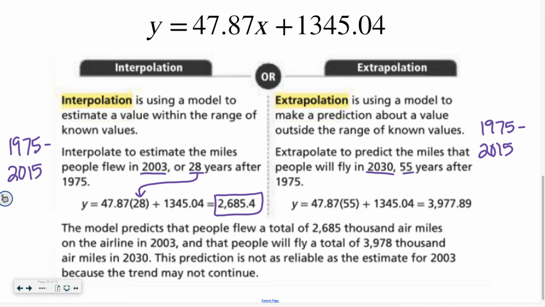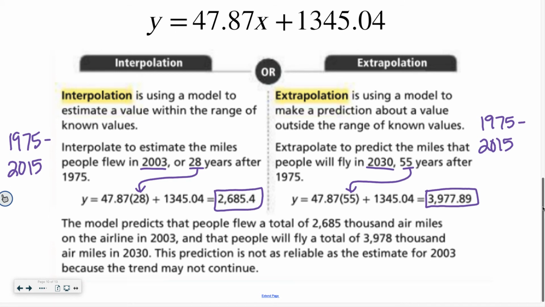So 2030 is 55 years after 1975, so I'm going to plug that in for X. So y equals 47.87 times 55 plus 1,345.04 for a grand total of 3,977.89. So you can write a little summary if you would like.